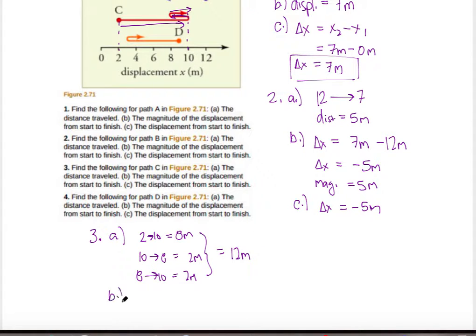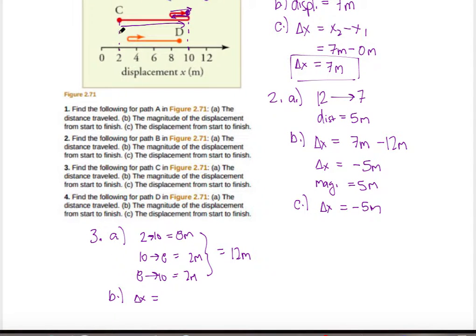For B, I'm just going to go ahead and calculate displacement. So displacement in this case just compares the final and initial points. So my final point is right here at the 10 meter mark. My initial point was here at the 2 meter mark. So I'll have 10 meters minus 2 meters, final minus initial, which is just positive 8 meters. So it turns out in this case that C, which is the actual displacement, is identical to the magnitude of the displacement that we got in B.